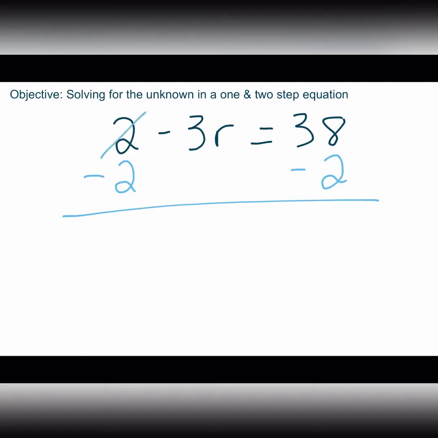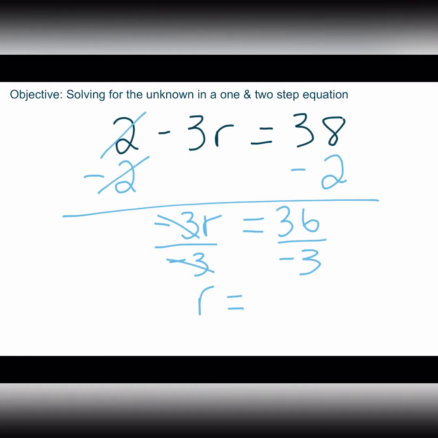Now 2 minus 2 is 0. So now be careful here because that minus sign actually turns into a negative 3r. Don't forget to bring that down. And then we have negative 3r, 38 minus 2 is 36. Divide by negative 3 on both sides. These will cancel. 36 divided by negative 3. Positive divided by negative is going to be negative, and that is 12. So that is our final answer.